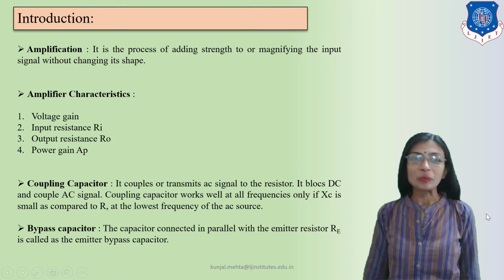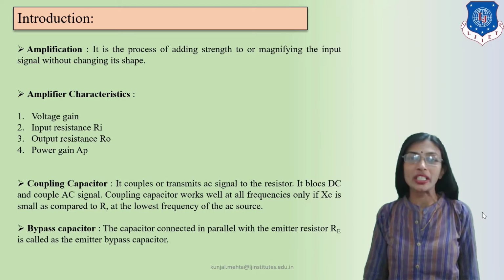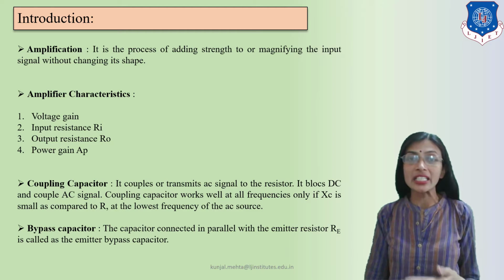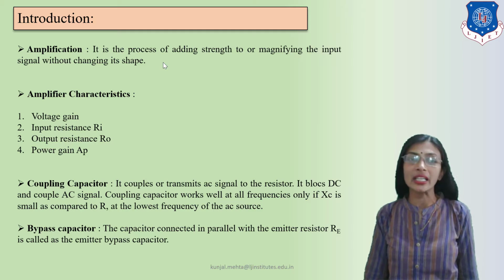So I am starting with the amplification introduction. Amplification is the process of adding strength to the input signal or magnifying the input signal without changing its shape. That means if any input signal, a sine wave, is applied to any amplifier BJT circuit, be it a DC circuit or AC circuit, then the signal will be amplified at the output using AC analysis.